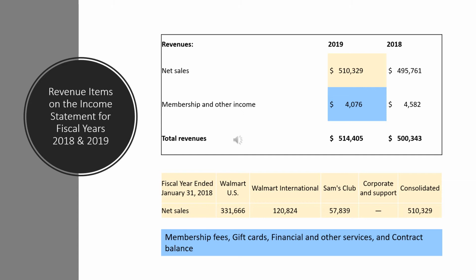The company recognizes membership fee revenue both in the U.S. and internationally over the term of the membership, which is typically about 12 months. Membership fee revenue was $1.4 billion for each fiscal year, both 2019 and 2018. The membership fee revenue is included in membership and other income in the company's consolidated statements of income. Deferred membership fees are included in accrued liabilities in the company's consolidated balance sheets.